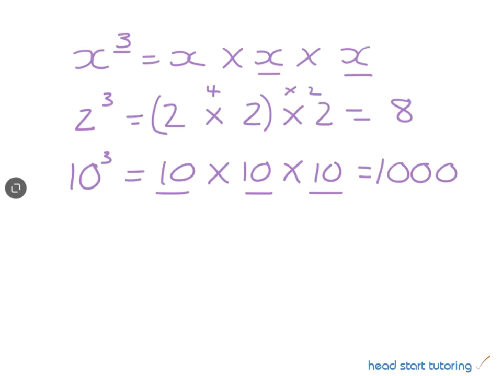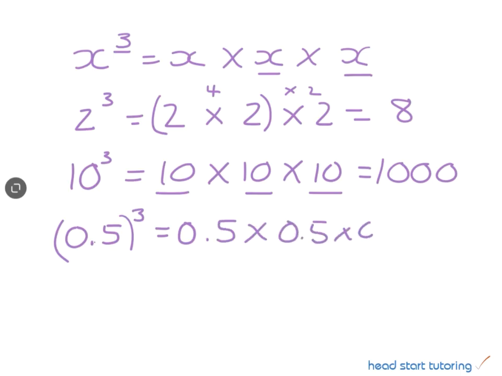Then have a look at 0.5 cubed, and that is equal to 0.5 times 0.5 times 0.5, and that will give you an answer of, well, 0.5 times 0.5 is 0.25, and 0.25 times 0.5 will give you an answer of 0.125.